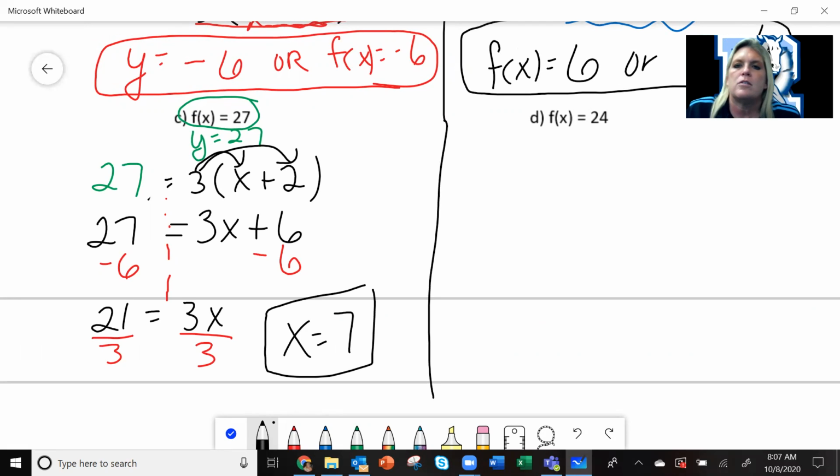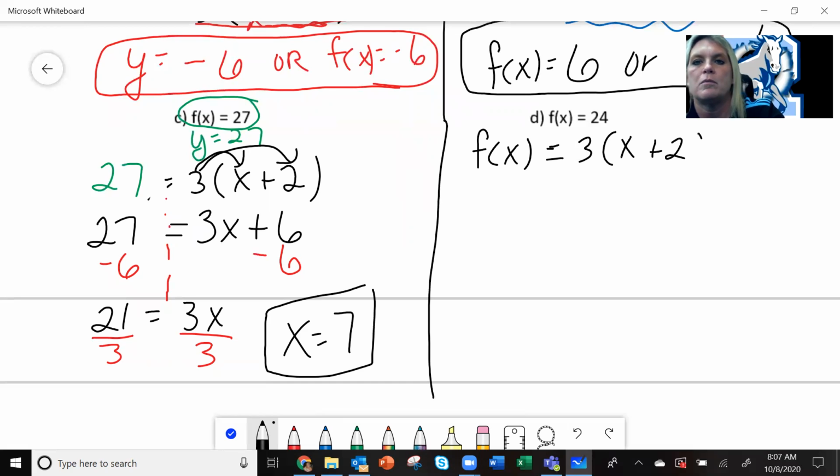All right. So now try and do letter D just like I did letter C. You could pause the video and then come back and see how you did. So again, if I have the function f of x equals 3 times x plus 2, this is telling me that f of x is 24. So instead of f of x, I'm going to get rid of that and put 24 in there. Now, once I've substituted, let's solve.